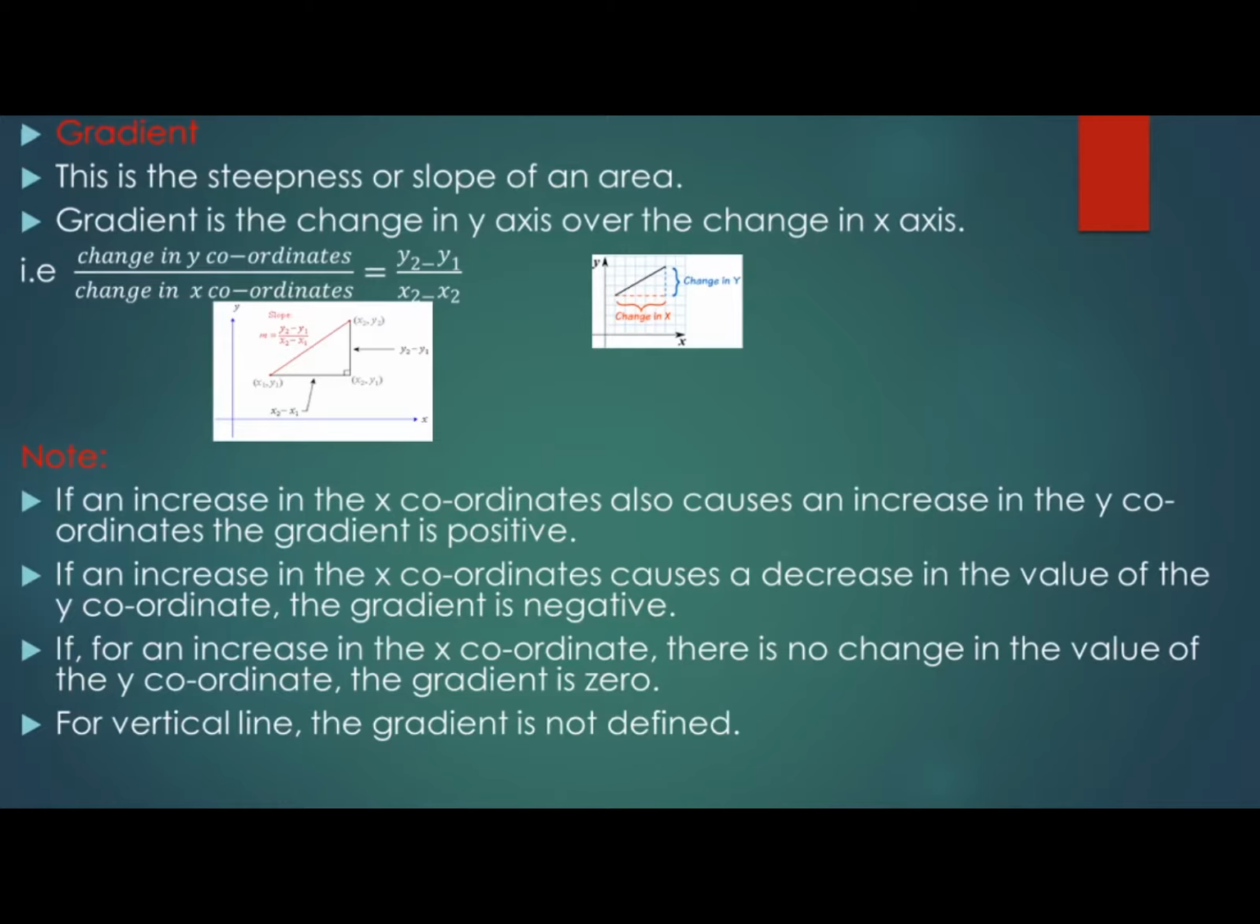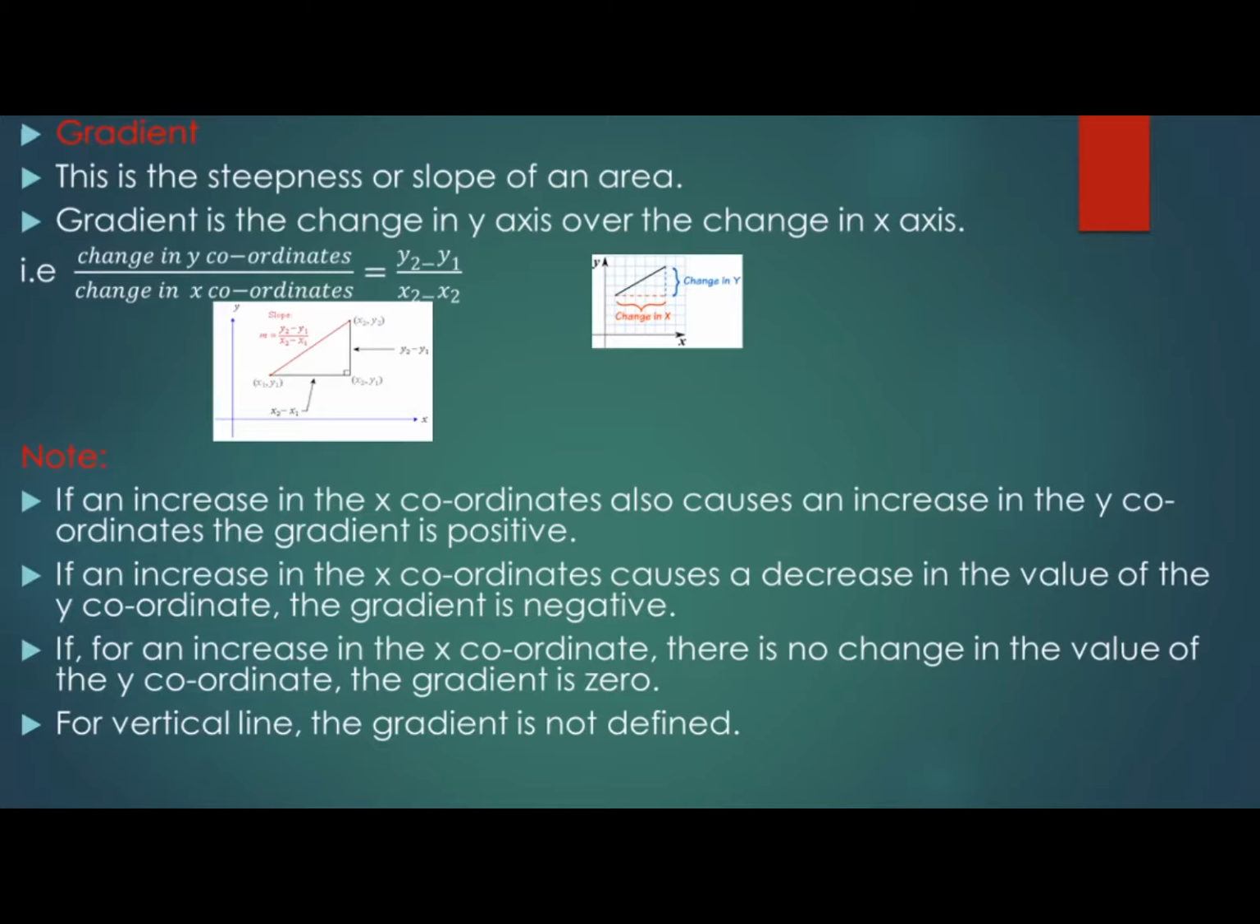Some points you need to know about gradients: when there is a positive gradient, it means an increase in the x-axis causes a corresponding increase in the y-axis. That line has a gradient which is positive. And for a line with a negative gradient, an increase in the x-coordinate causes a decrease in the y-coordinate.